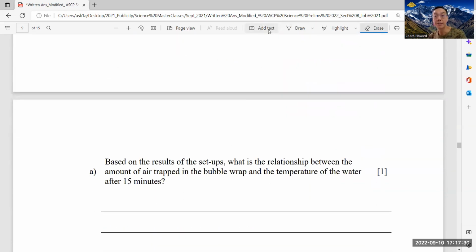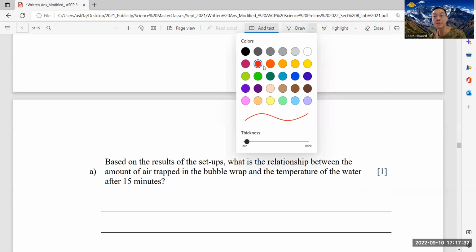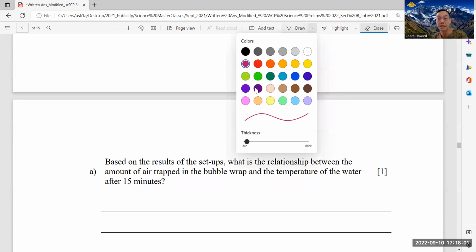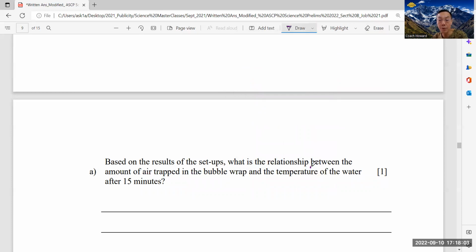Okay, based on the result. This one, please highlight, because some students do not base on the result, they base on what they think. So this is an important parameter: based on the result of the setup, what is the relationship between the amount of air trapped in the bubble wrap and the temperature of water after 15 minutes? For this type of question, I have told students many times, or 'unteam' times, the new word, 'unteam' means many times, that they just copy this. Just copy between the amount of air trapped in the bubble wrap and the temperature of water.